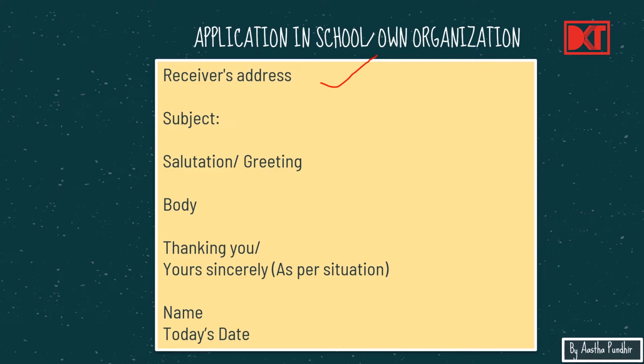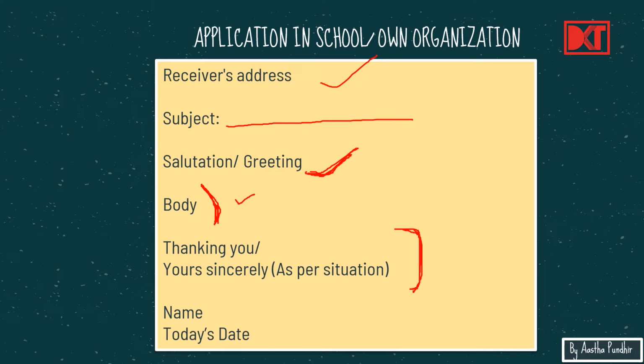The receiver's address. Then the subject, what this application is about. Suppose it is about a request for leave, or any information, any declaration that you're giving. Then you give the salutation or greeting, respected ma'am, respected sir, or respected whichever authority you are giving the application to. Then the body includes all the details required, the purpose, and why you are giving this, and whatever other details. Then we have thank you, yours sincerely, which depends on the situation.